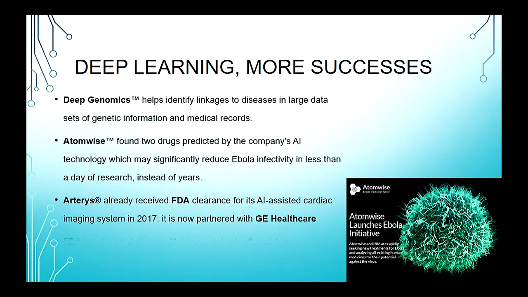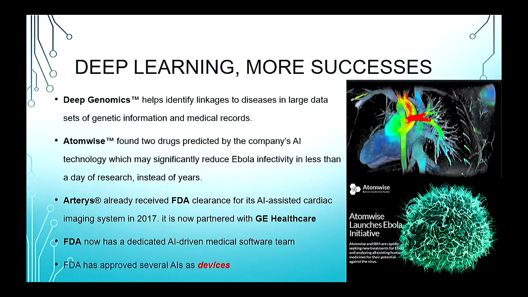Another company called Arteries developed a pattern for monitoring the heart. When you have a 3D CT scan of the heart, this particular deep learning figures out the configuration of the arteries around the heart, and it can predict cardiovascular problems. So it's about prognosis.